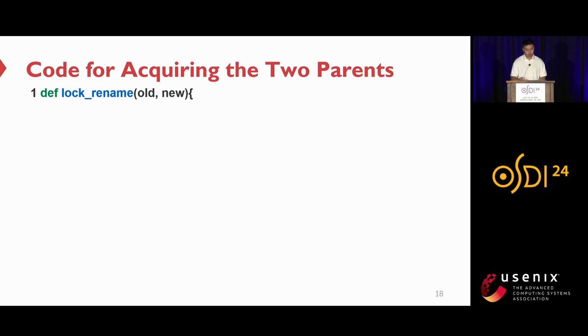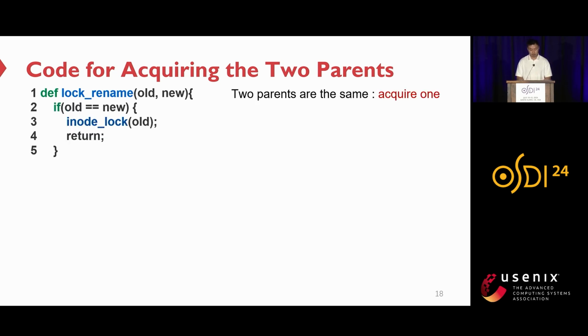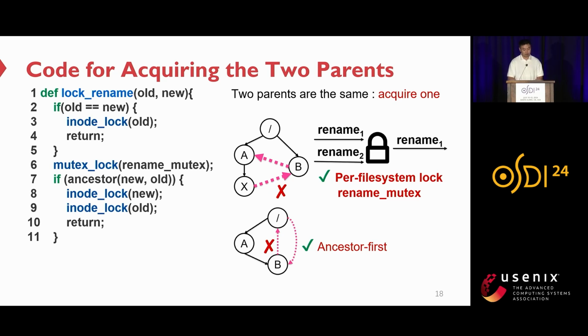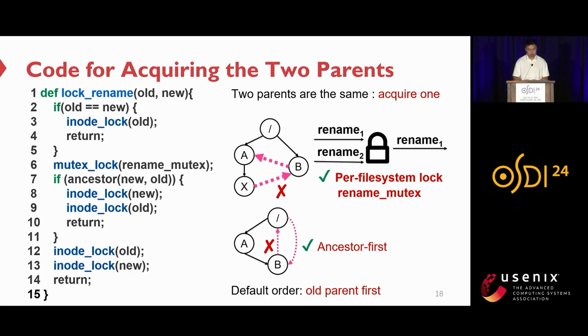Let's see the simplified code for the solution of livelocks. If the two directories are the same, we acquire only one lock. In the case they are different, we acquire a file system lock, rename mutex, first. This simplifies the corner cases caused by concurrent cross-directory renames. Then, if one is an ancestor to another, to be consistent with the parent-child order, we acquire the ancestor first. Otherwise, the order does not matter, so we can choose the default order, namely old parent before new parent.